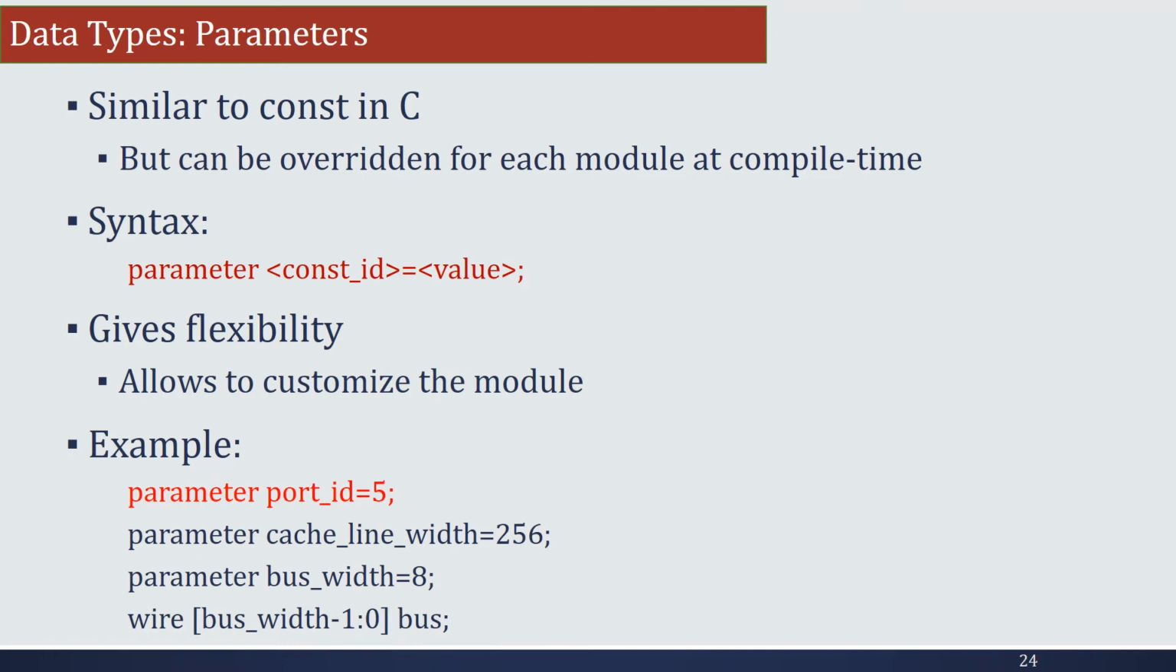Similar to C, parameters are used. That is similar to a constant. Parameter with its name and value can be shown. Here the example shows parameter port ID equal to 5. So the value can be directly assigned to that port ID.